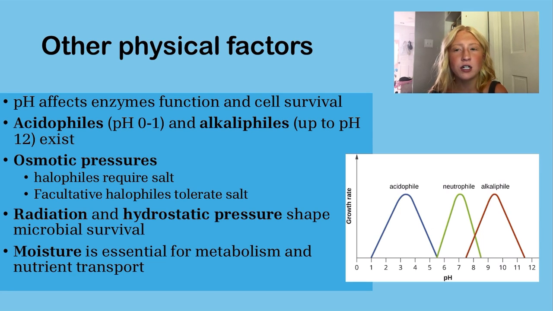So there are other factors like pH, and there are acidophiles and alkalophiles. Acidophiles can thrive in extremely acidic environments like lakes, and alkalophiles can live in extremely basic environments. Then we have osmotic pressure as another factor.